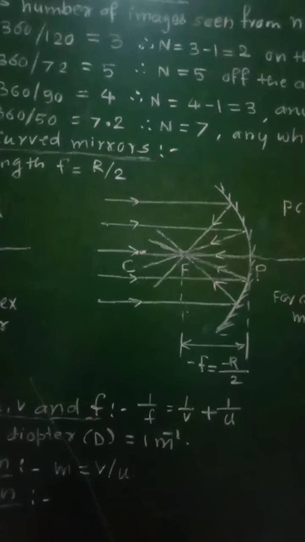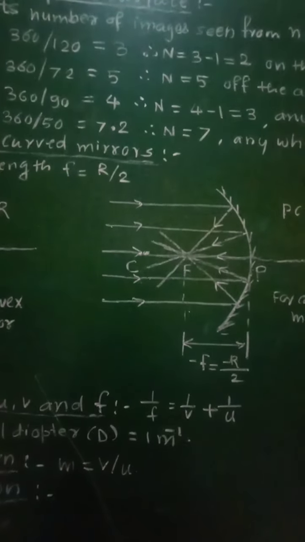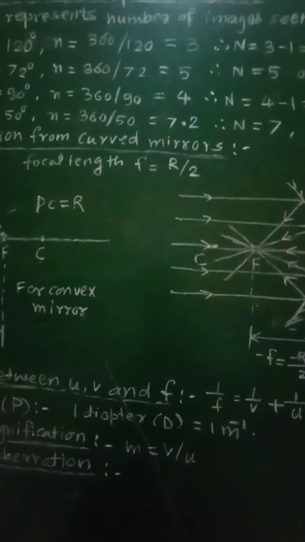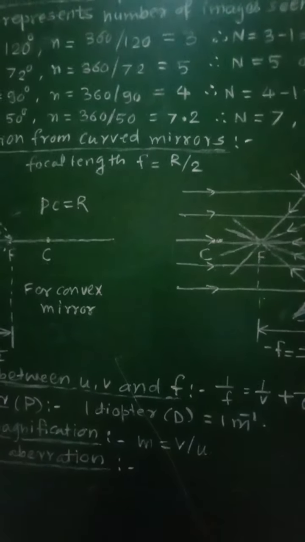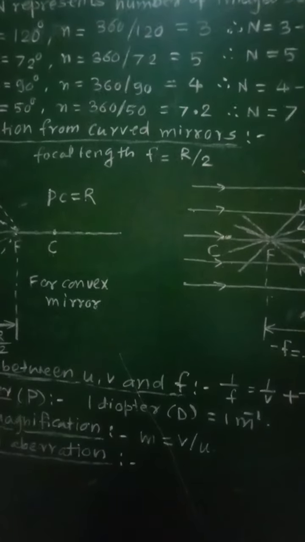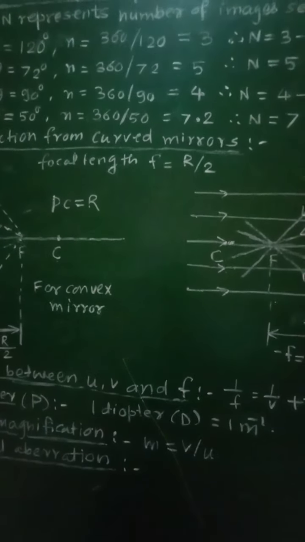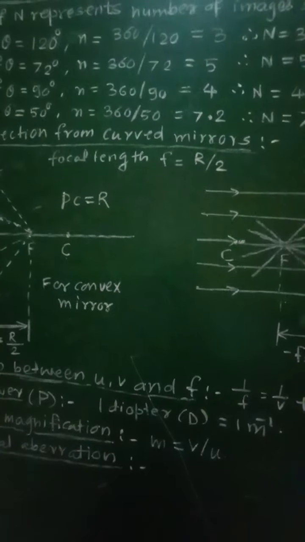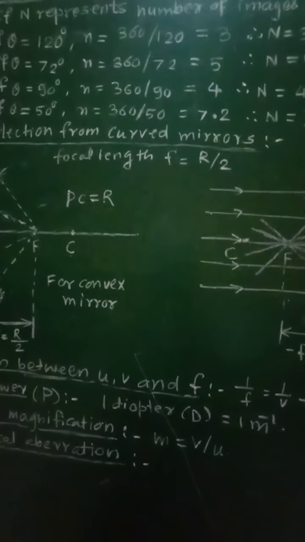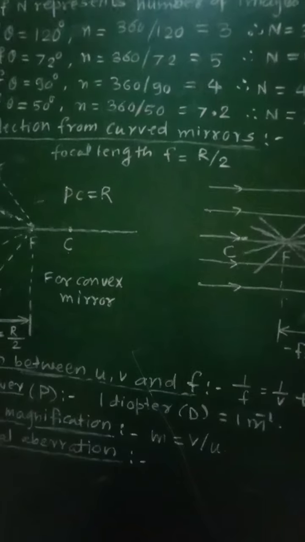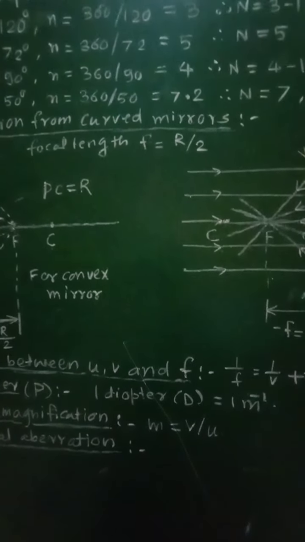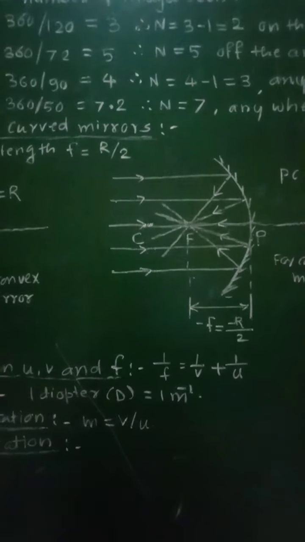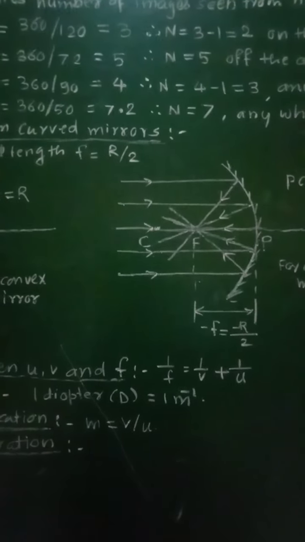Thus the defect arises due to the spherical shape of the reflecting surface, and hence it is called spherical aberration. It produces a blurred image with unclear boundaries.